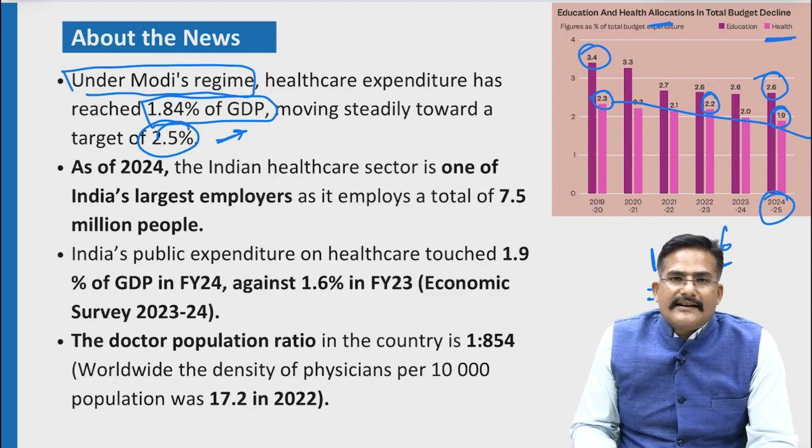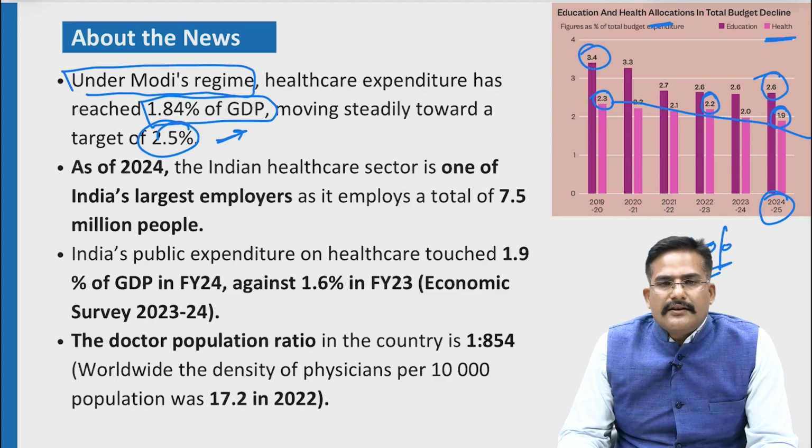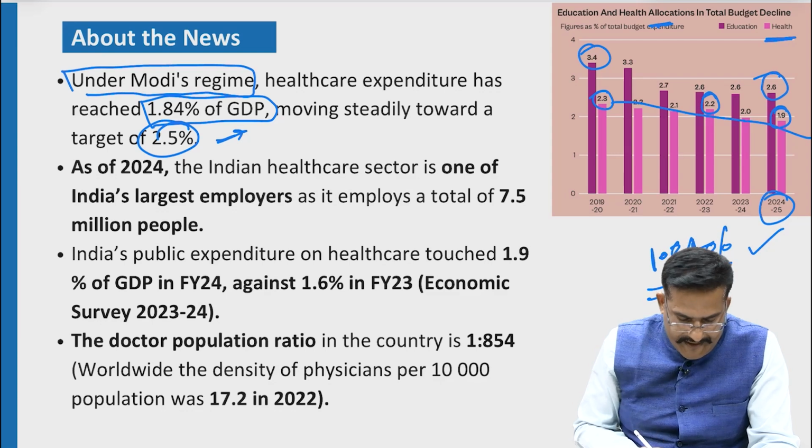UPSC generally asks questions like: since the last 10 years, expenditure on health is steadily increasing. What will the answer be? Incorrect. Since the last 10 years, expenditure on education is steadily decreasing. It is also incorrect, because sometimes it is increasing, sometimes decreasing. You will have to look for the data on it.